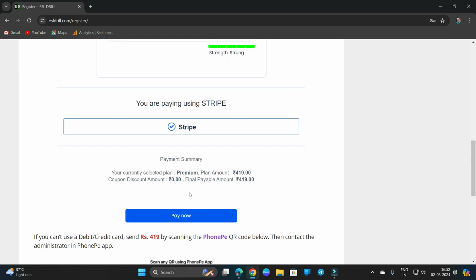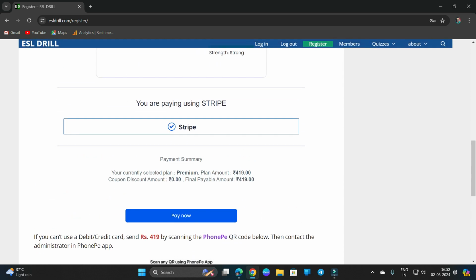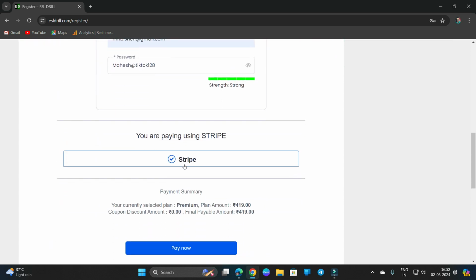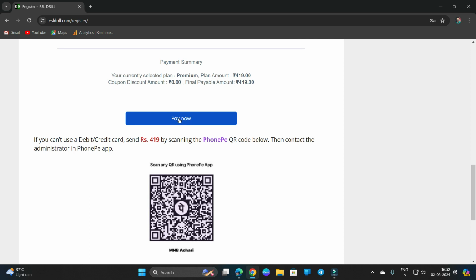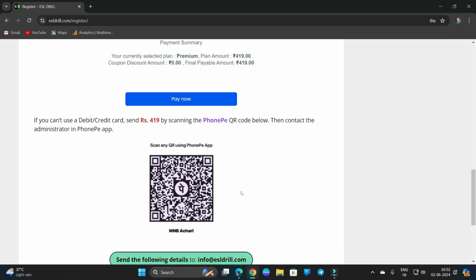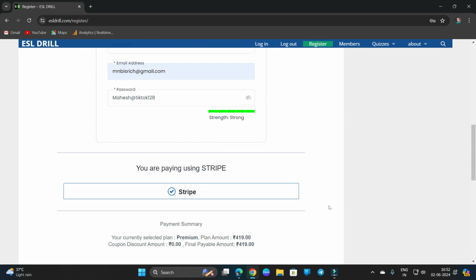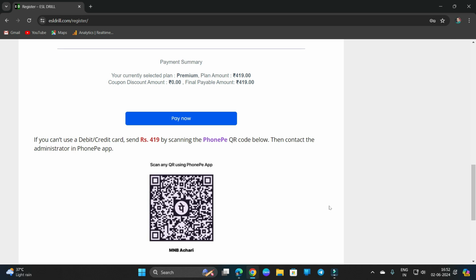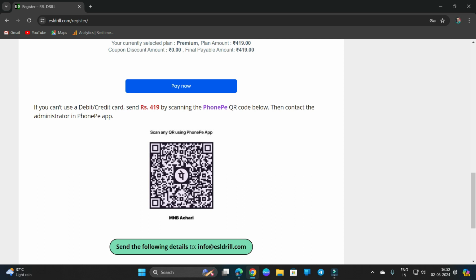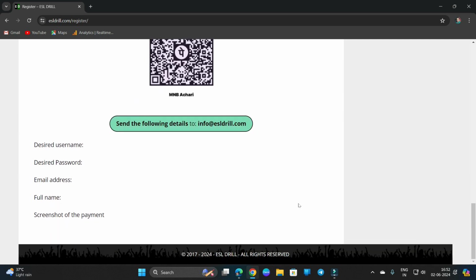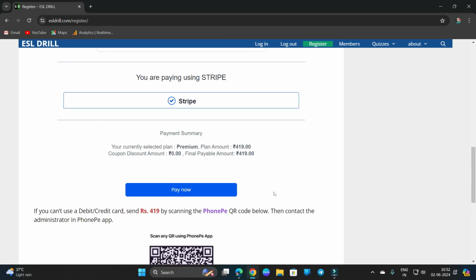Now after this, you need a payment gateway. You have two options here. The first option is, after choosing all these things, click on this button, tap on this button, pay now. But if you don't know how to pay using a debit card or credit card, or if you don't have any debit or credit card, you can send 419 rupees using PhonePe by scanning this QR code. Remember, send 419 rupees and send the screenshot and all these details to this email address, info@esldrill.com.